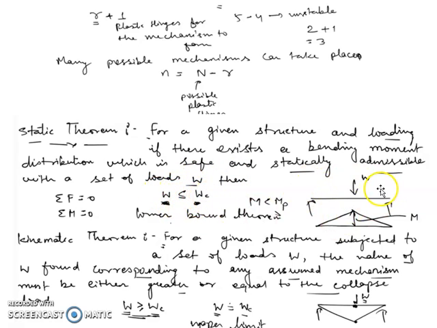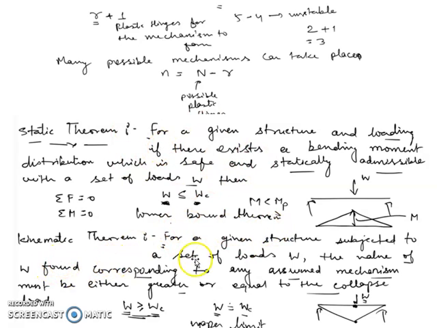Consider a simply supported beam subjected to a point load at center. Due to the point load, the moment M will be developed at center. M equal to WL by 4, you know that. This moment is always less than plastic moment Mp. This is called safe, the bending moment distribution which is safe. Then the load W always satisfies these two equations: summation of F equal to 0, summation of M equal to 0. So statically admissible. From these two conditions, the calculated load W is always less than or equal to Wc. This theorem is called the static theorem or lower bound theorem.